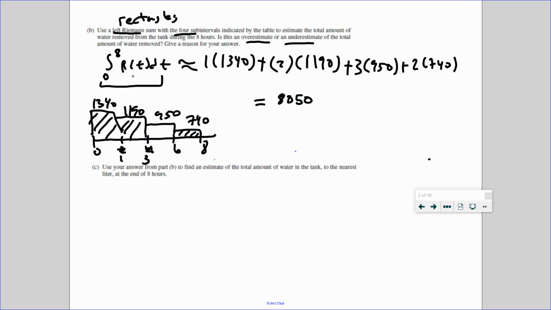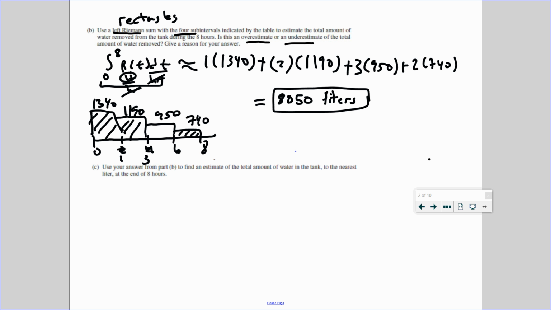Now, let's take a look at the units. R of T is already in liters per hour. DT is already in hours. So my units is going to be liters. And there's our answer for part B.